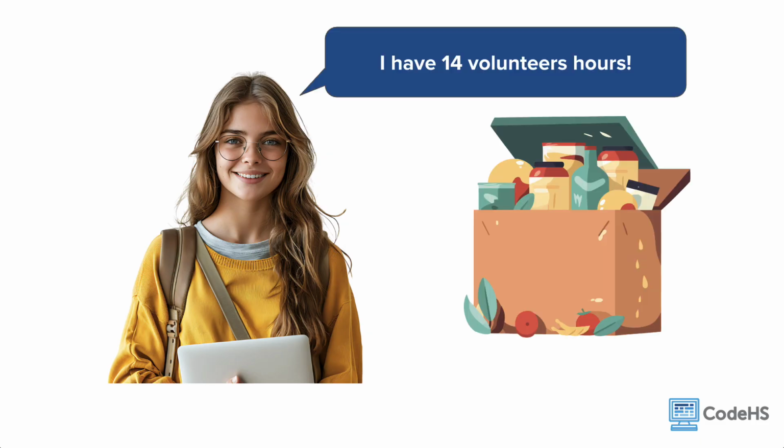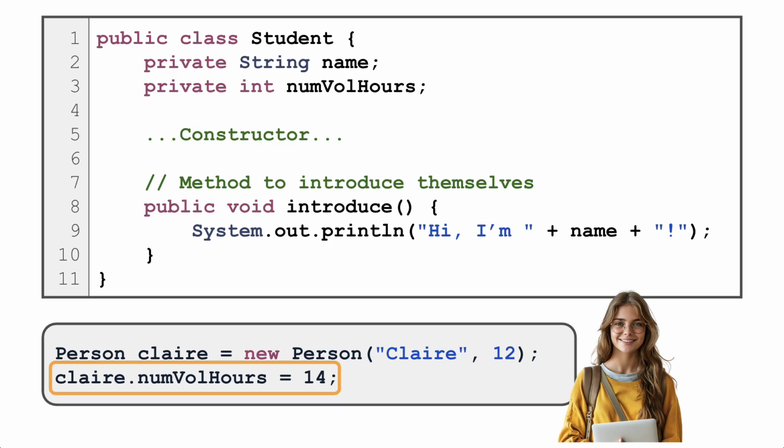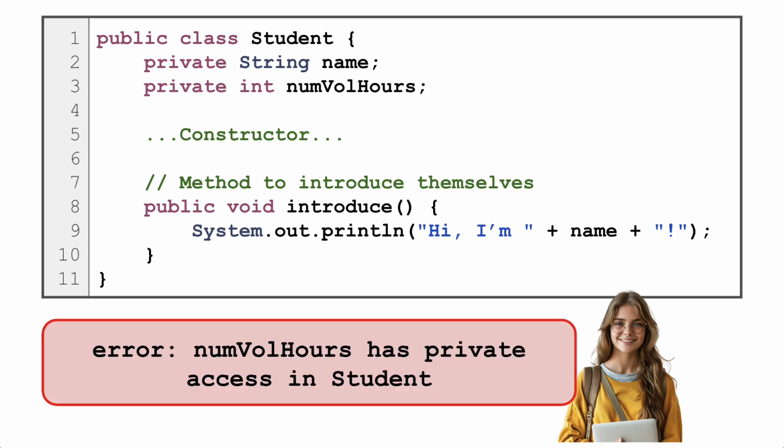One weekend, Claire volunteers at our local food bank for 2 hours. She is excited because now she has 14 volunteer hours. So you add this line of code to update the value of the numVol_hours instance variable. But you get an error that says numVol_hours has private access in student. This is because the numVol_hours attribute is set to private in the student class.